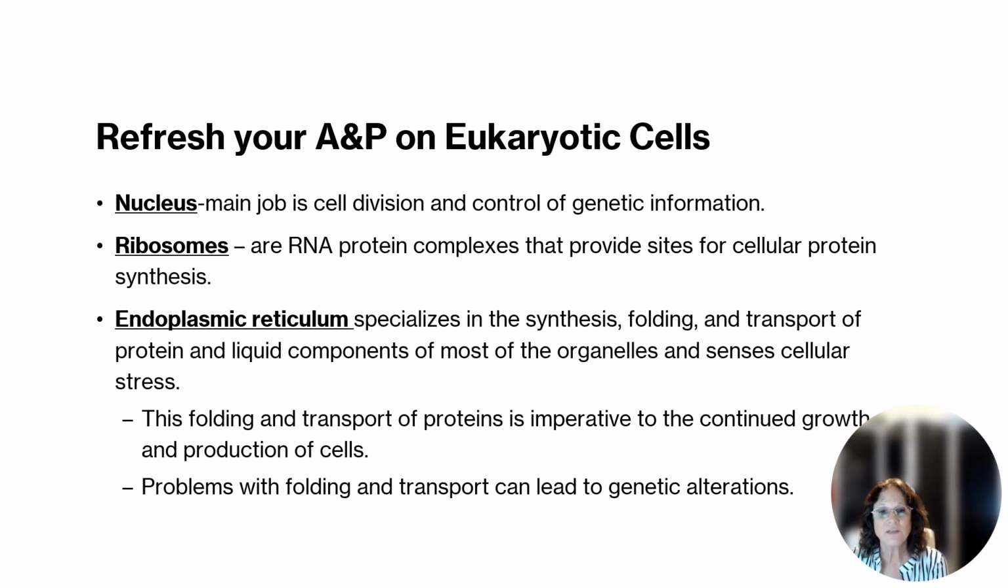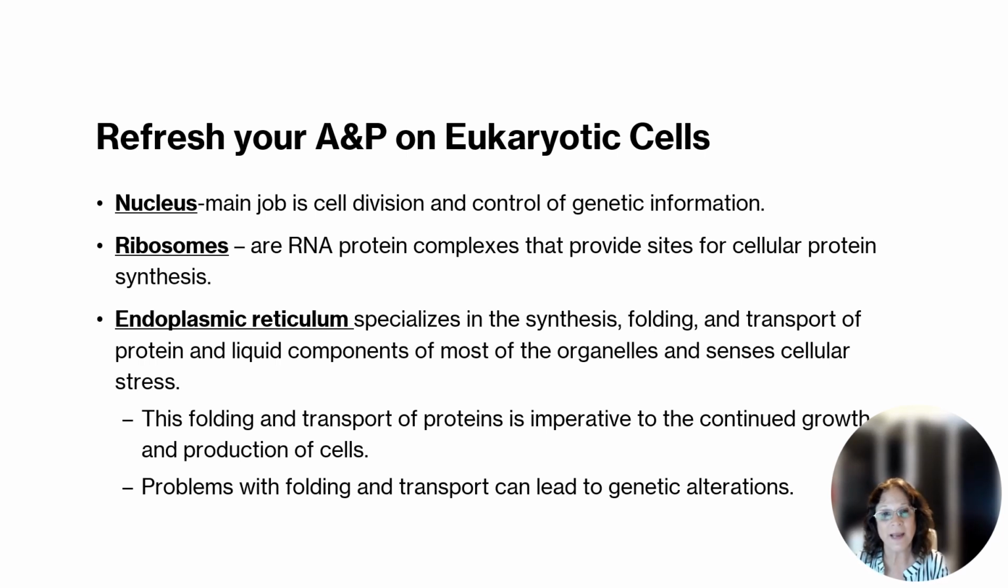So you are going to need to refresh your A&P a bit on eukaryotic cells, and we'll go over them and all their components over the next couple of slides. So the nucleus, the main job is cell division and control of the genetic information. When the nucleus malfunctions, the genetic information that ends up in the next cell will also be malfunctioning.